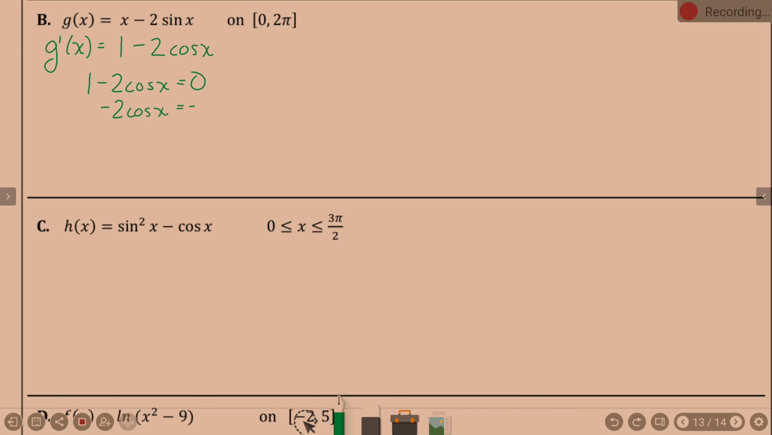I'm moving my 1 to the other side. Yes, I ended up with 2 negatives from the moment. It's all right. Keep going. I'm going to have cosine x equals 1/2. Inverse.